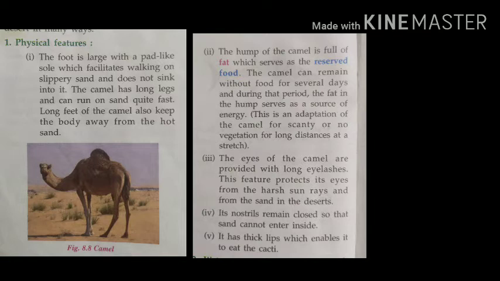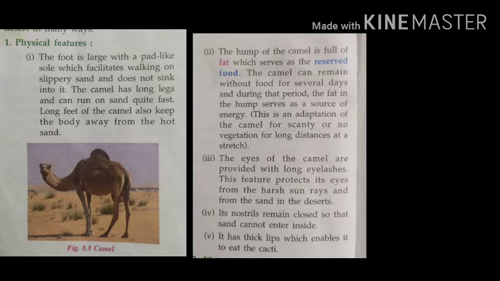The hump of the camel is full of fat which serves as reserved food. The camel can remain without food for several days, and during that period the fat in the hump serves as the energy for that camel. This is an adaptation of the camel for scanty or no vegetation over long distances at a stretch.